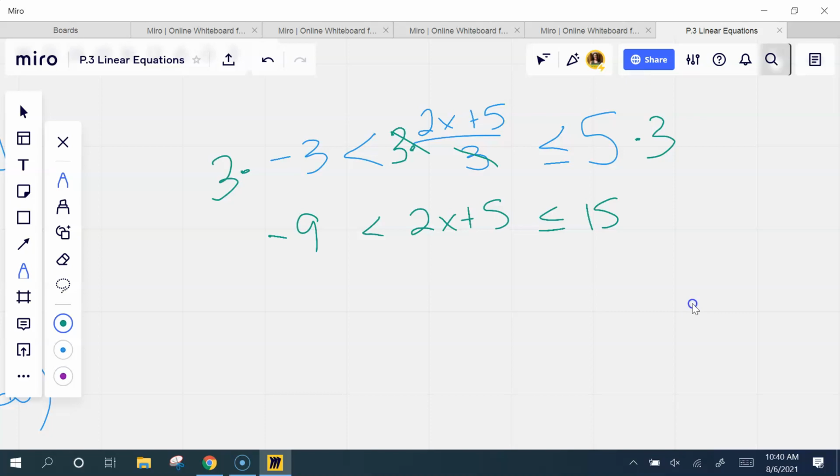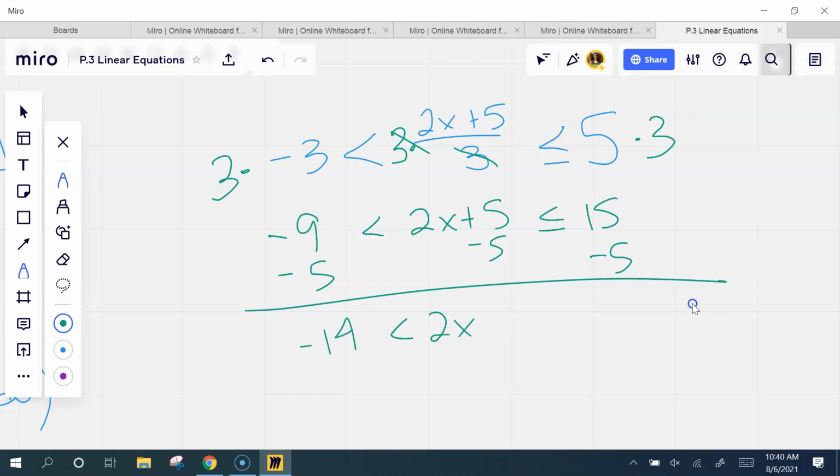That's okay. Now what? Solve it. What moves? The 5. Both sides. You're exactly right. Everywhere. Everything's done to everything. So if I do something in the middle, I have to do it to both sides also. So subtract the 5, subtract the 5. I have negative 14, 2x, and 10.